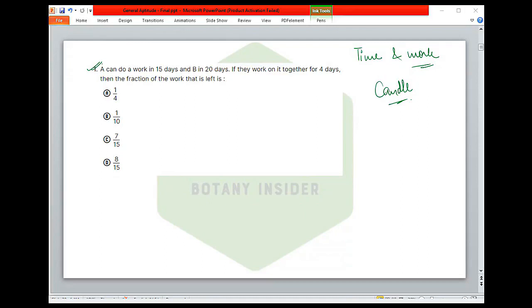Okay, let's see the answer now. Look into the question. What is it saying? A can do the work alone in 15 days. B is doing the work in 20 days. It is saying that if A and B work together for 4 days, what fraction of the work is left?